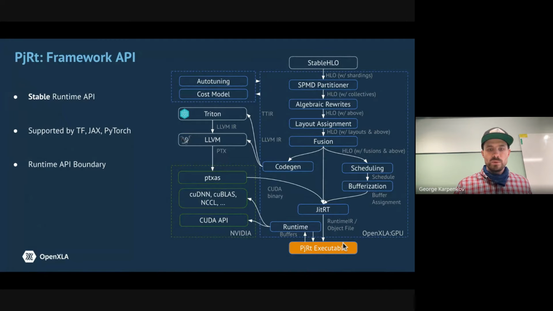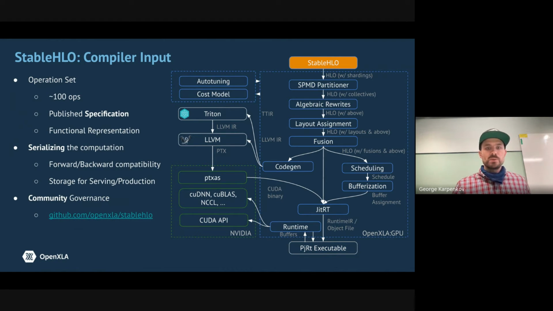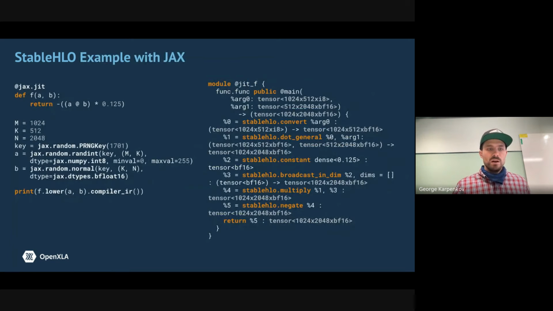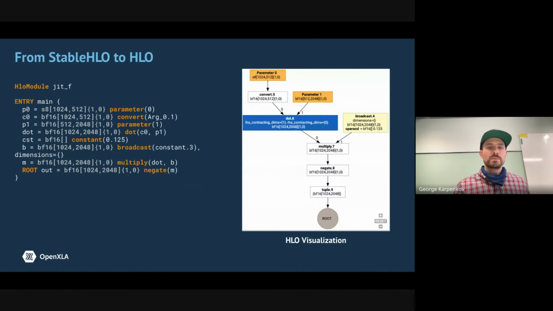PJRT we will not cover at all at this layer, but basically it's a stable runtime API frameworks can use to interact. Then we have StableHLO as a compiler input, which is a stable opset defined in the IR, with a specification and community governance, which you can use with the XLA compiler and to store the serialized IR on disk as well. So for instance, if we start this model in JAX on the left, we get the IR in StableHLO on the right. For historical reasons, the IR used inside most passes in XLA is not StableHLO, it's just HLO, but it's basically one-to-one. In the rest of the slides, HLO examples will be used.